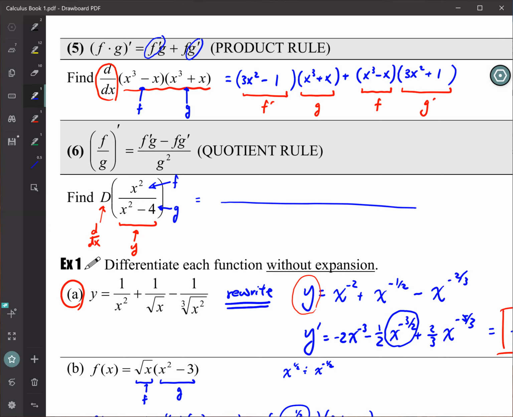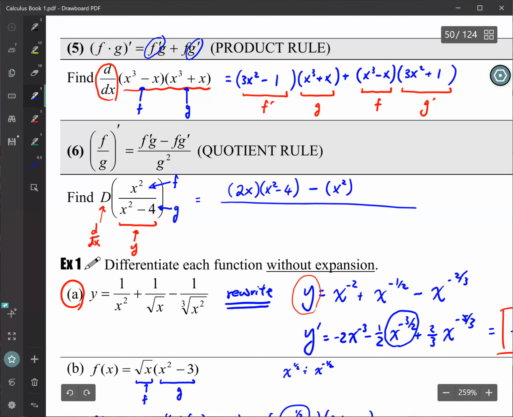f prime, okay? So what is f prime, John? F prime would be 2x. Yes, okay, so f prime, and then g stays, so I will just copy it. And remember, quotient rule, it has to be subtract, okay? Subtract by f, g prime, okay? What is g prime, Leon?